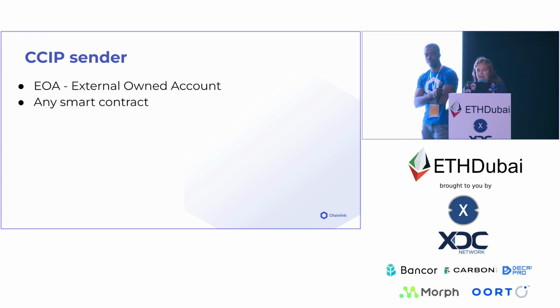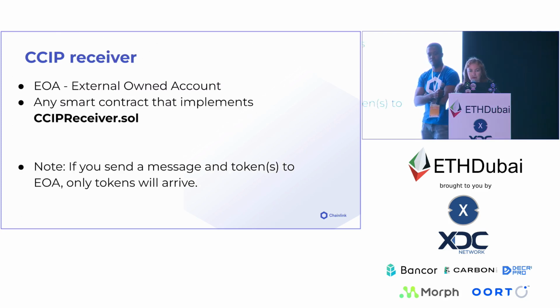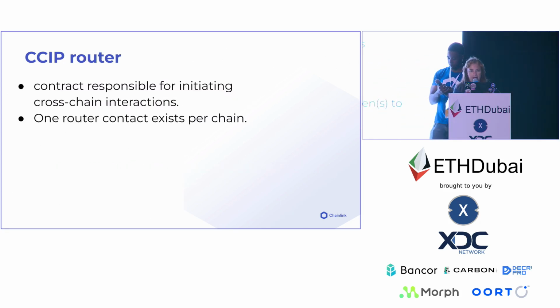Nice. And I told you that we have the sender that can be you or another smart contract. Also, the receiver is an interesting point because the receiver can be your wallet directly, but every time that you have data, it must be a contract with the CCIP receiver, because this contract will be prepared to receive some information from the CCIP network.